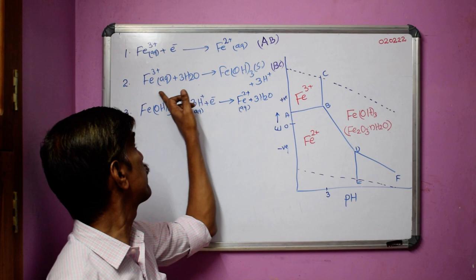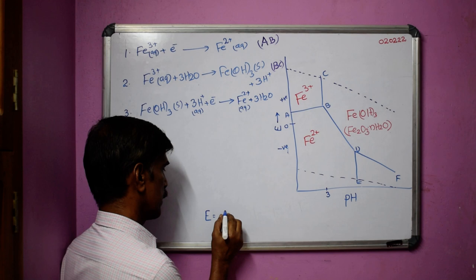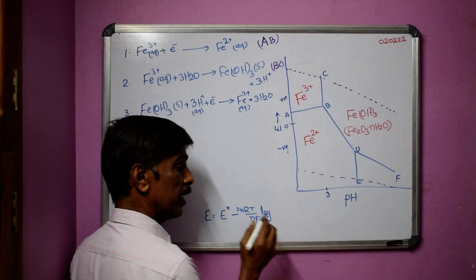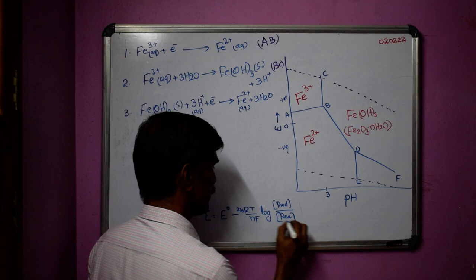For the reaction that depends on both, you have to apply the Nernst equation. E is equal to E0 minus 2.303 RT by nF log of the activity of the product over the activity of the reactant.